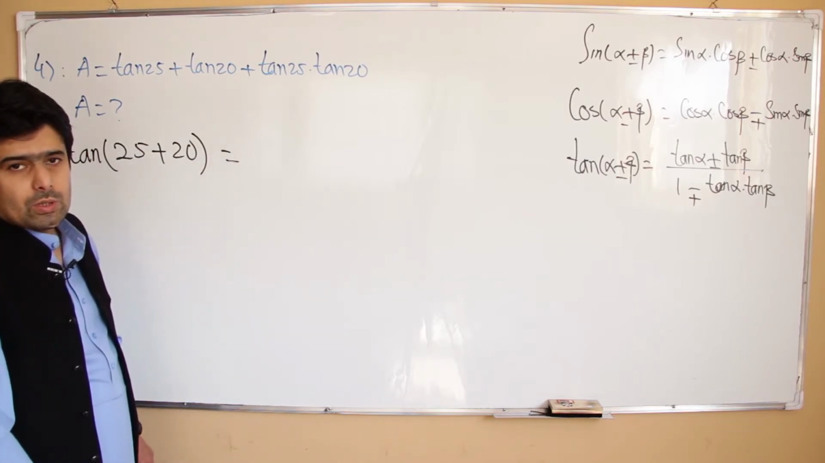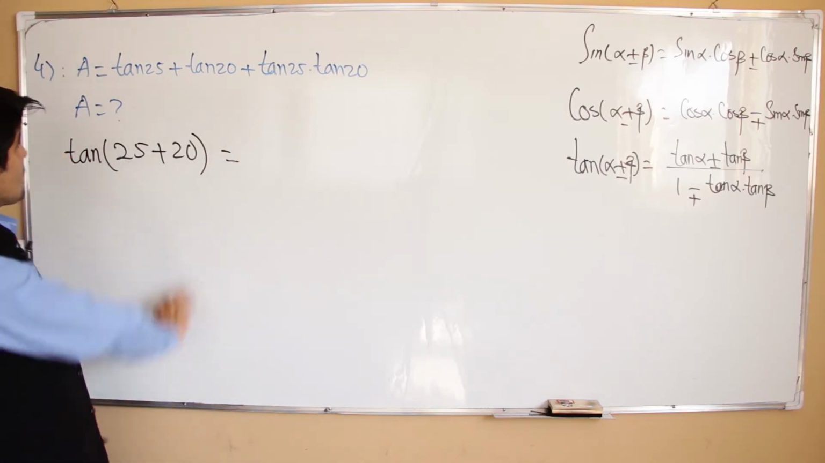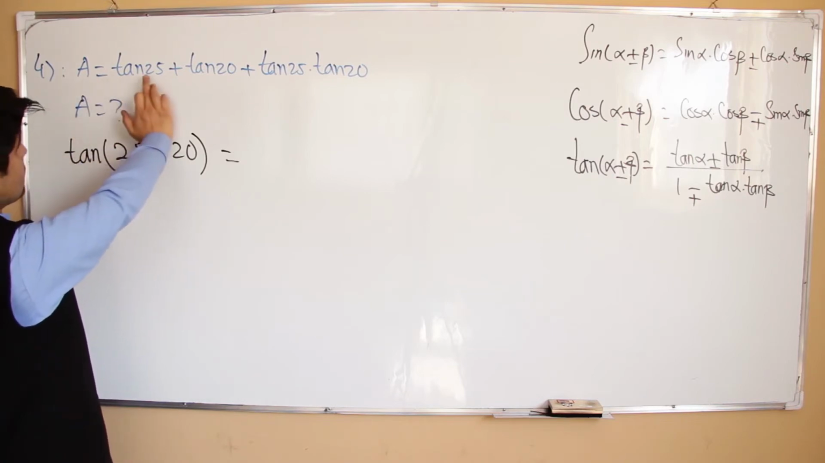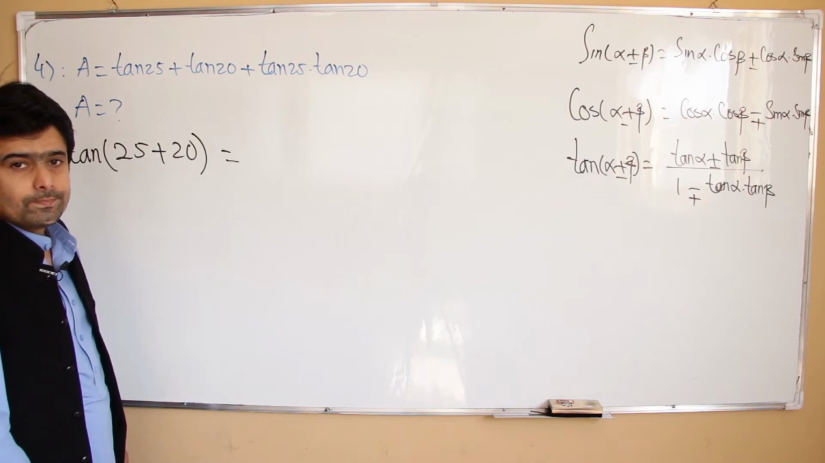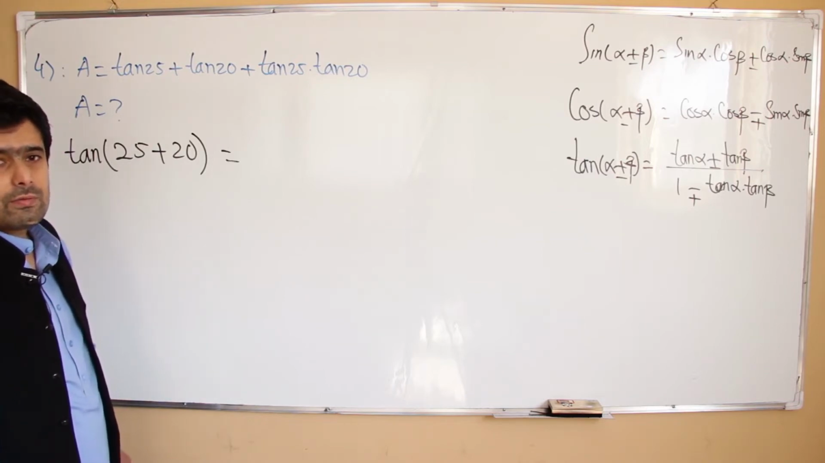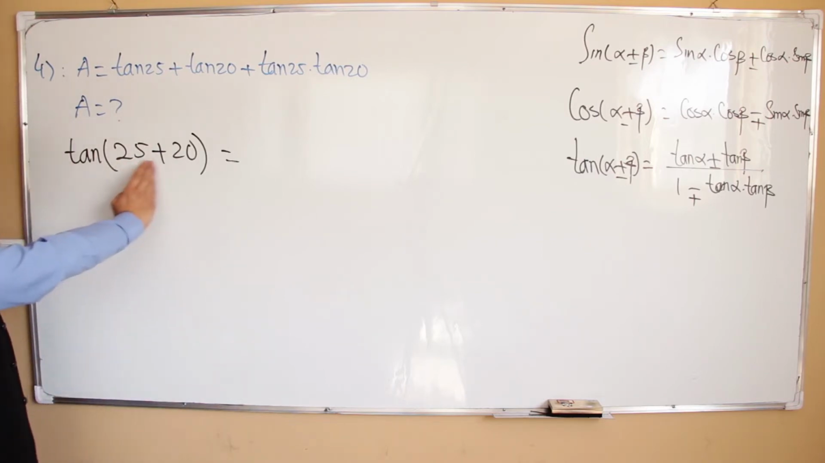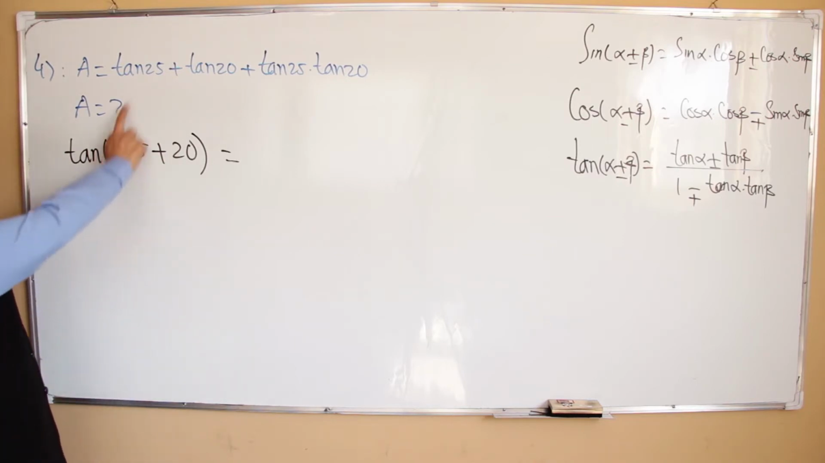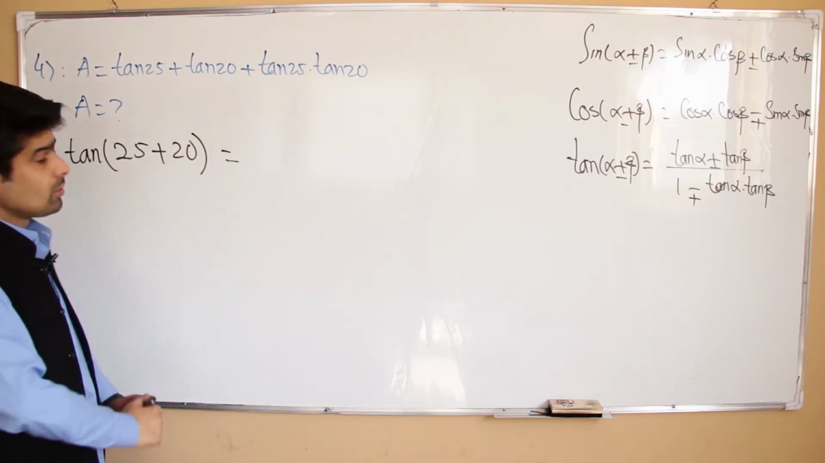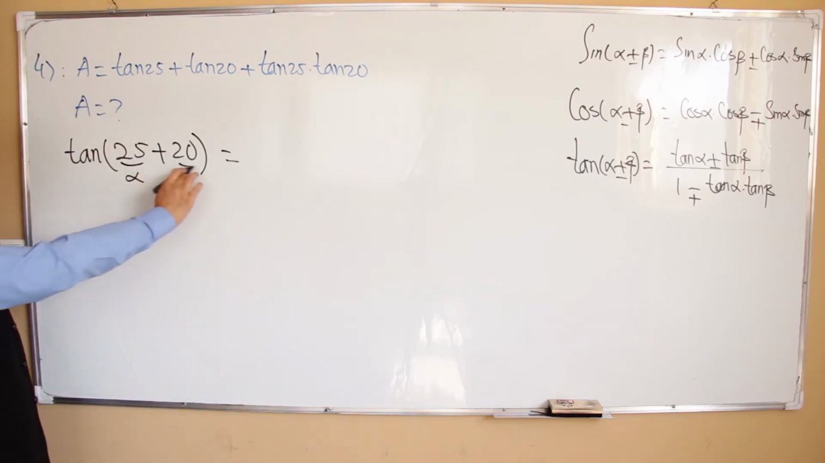why do I choose this one? Because our A is with the numbers of 25 and 20. It is consisted from 25 and 20, so I define 25 and 20. Why do I define the tangent? Because it is in terms of tangent. So this is alpha, this is beta.